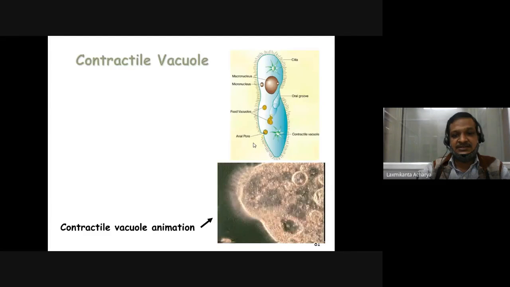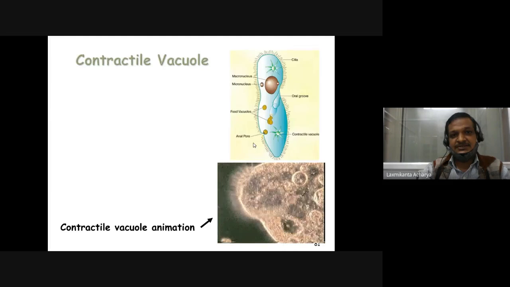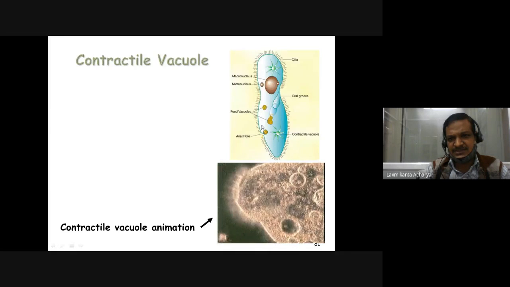Who can tell what is the role of a contractile vacuole? It helps in osmoregulation. Very good, very good. Osmoregulation. So this is your macronucleus. This is your micronucleus. These are food vacuoles. Okay, and this is the contractile vacuole.